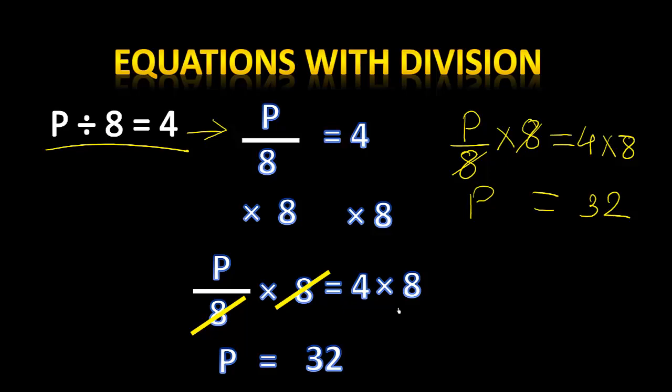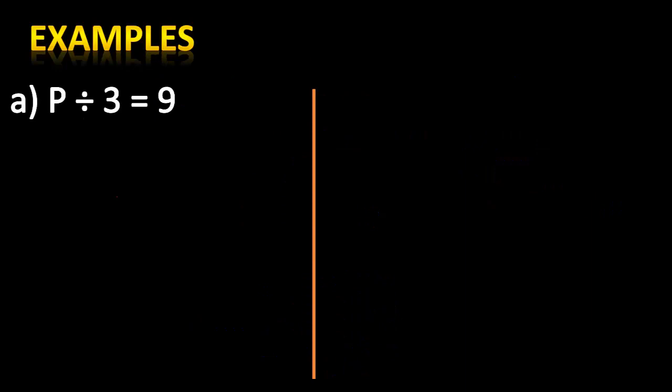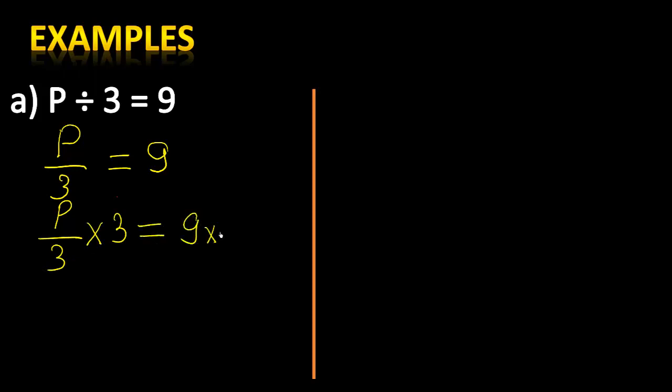Now let's do a few examples. Our first example is p divided by 3 is equal to 9. So let's write it once more: p by 3 is equal to 9. So now we're going to have to multiply it by 3. p by 3 times 3 is equal to 9 multiplied by 3. So 3 and 3 cancel out each other, and 9 multiplied by 3 is 27. So that means p is equal to 27.